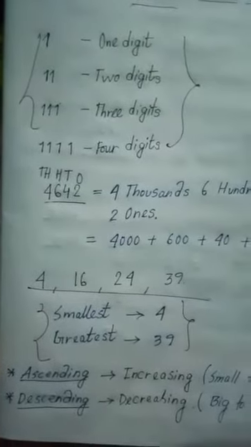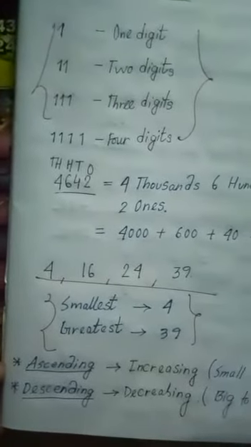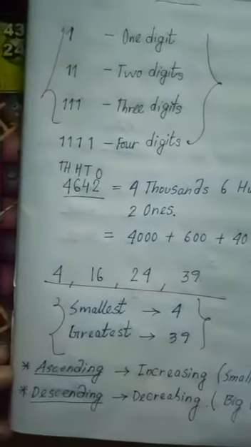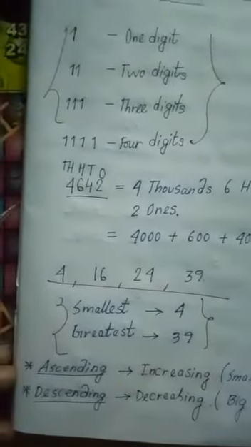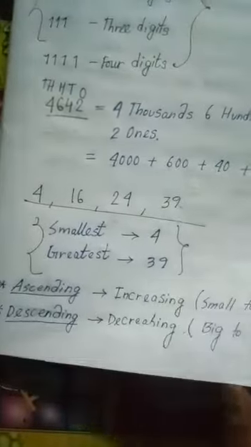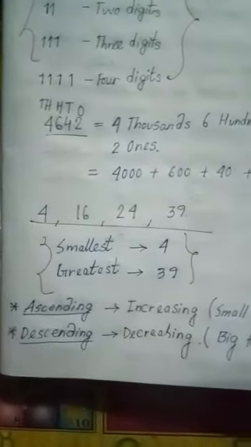Is that clear? Understood? So now we discuss ascending order and descending order. Ascending order means increasing, small to big, and descending order means big to small. Understand the concept of big to small. So the concept part of exercise 1 is finished.